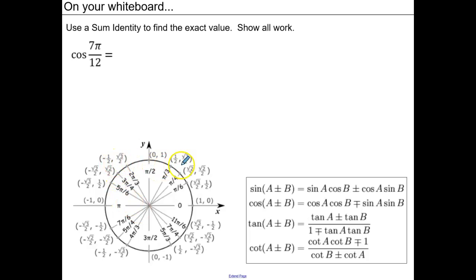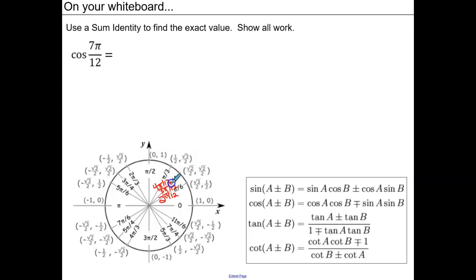Okay, so if we take a look at our unit circle with the special angles labeled, we've got a denominator of 12 in our problem that we're working with, so let's get that common denominator on our unit circle. So pi over 6 would be equivalent to 2 pi over 12. Pi over 4 is equivalent to 3 pi over 12. Then pi over 3 is 4 pi over 12.